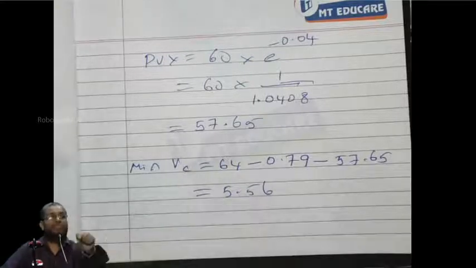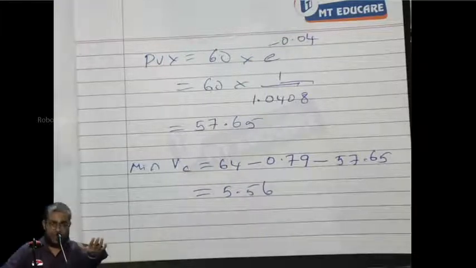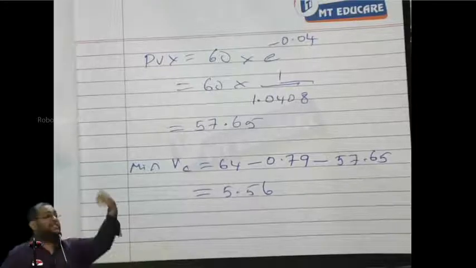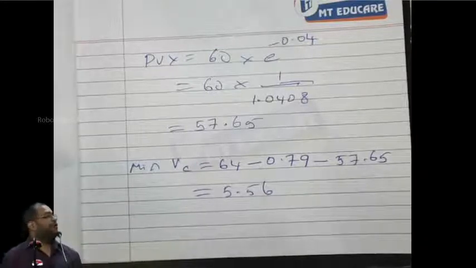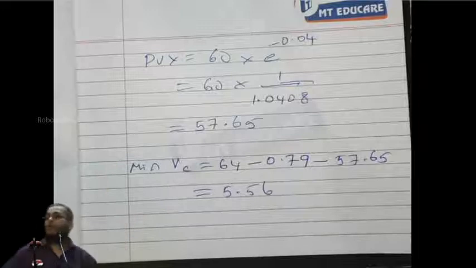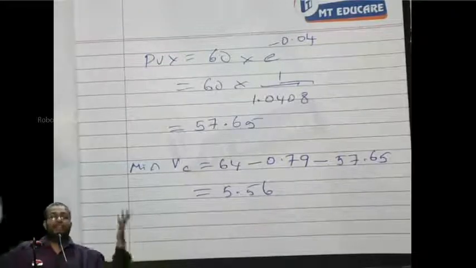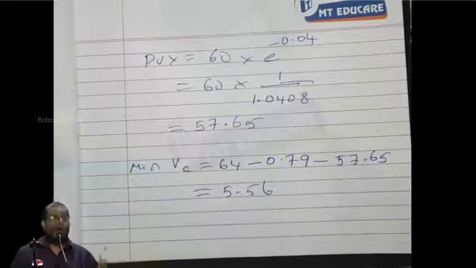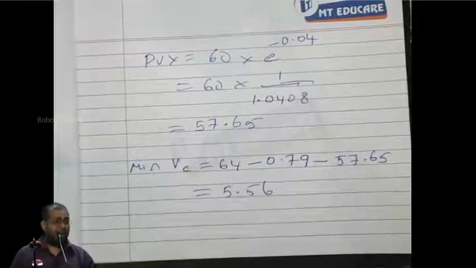5.56. But in the option market, in the F&O segment of the stock exchange, how many rupees is there? 5 rupees. The option is trading at 5. It is worth what? 5.56. Is it underpriced or overpriced? Then the option is underpriced, buy or sell? I have to buy the call option.